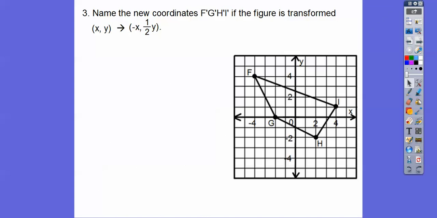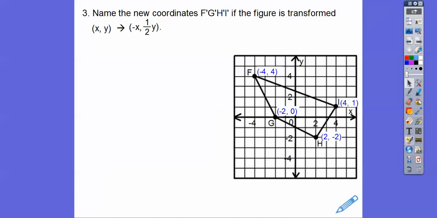Okay, so name the new coordinates of F prime, G prime, H prime, I prime in the figure transformed right there. All right, what I need to do first, you guys, is get all of these ordered pairs. So F is to the left 4, up 4, negative 4, 4. G is to the left 2, up 0, negative 2, 0. H is to the right 2, down 2, so 2, negative 2, and then to the right 4, up 1, so 4, comma 1. So there's all the ordered pairs, okay?